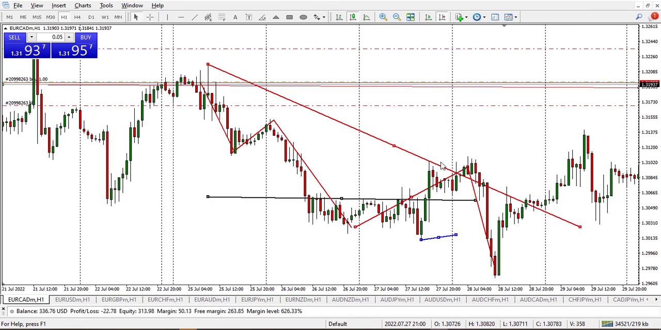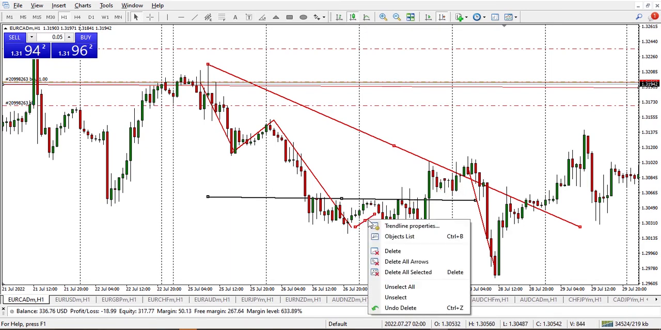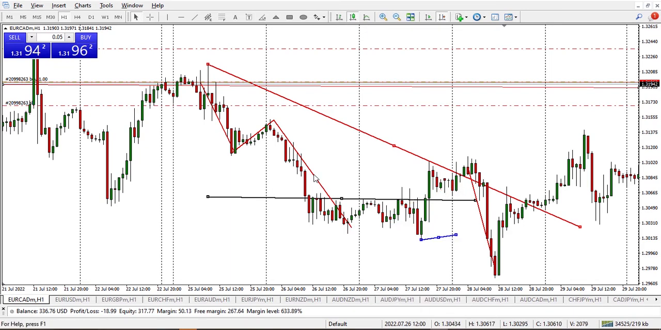But let's move on. So back to the chart. So we see that, okay, that has been done, and we couldn't break through that level. I want to just take all of these out. I don't think I need them.